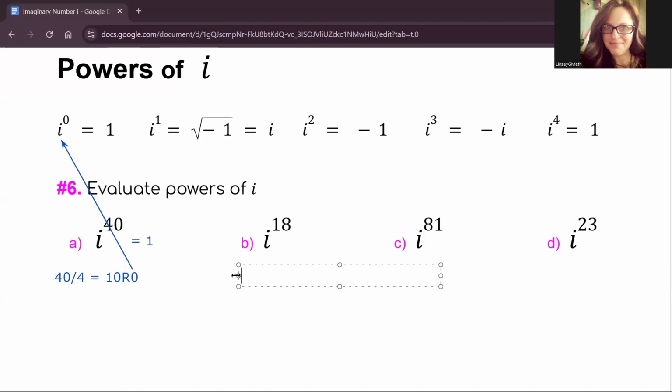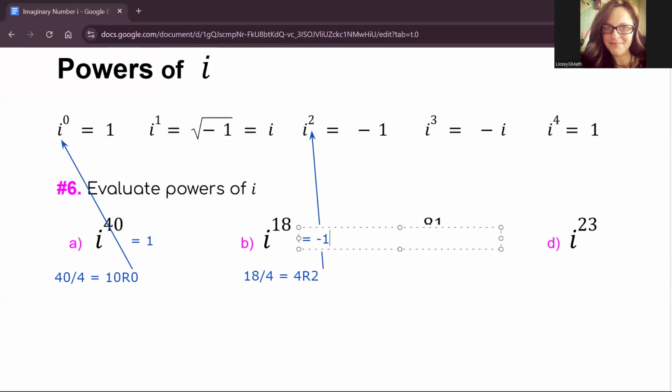i to the 18th power. We'll divide the exponent 18 by 4, and we get 4 remainder 2. Since we got a remainder of 2, i to the 18th power will be equal to i squared, which is negative 1.